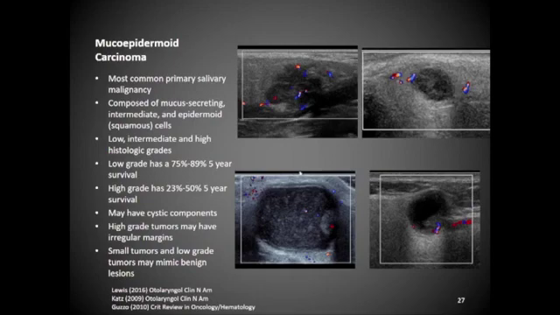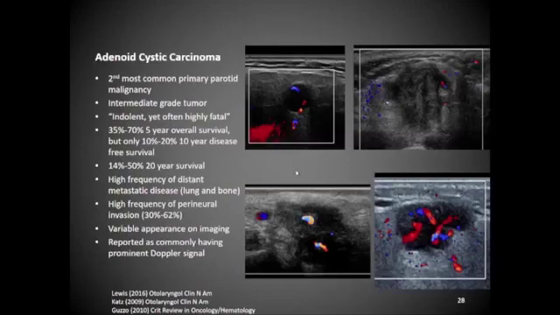The second most common malignancy of the salivary glands is the adenoid cystic carcinoma. It is considered an intermediate grade tumor. It is indolent, yet often highly fatal. That may seem confusing. What that means is it is a slow-moving tumor, but it is a problem. And unfortunately, this case in that young woman, hopefully she will be one of the few that is cured. But it has a 35 to 70% 5-year survival, but only a 10 to 20% 10-year disease-free survival, and no better than a 50% 20-year survival.